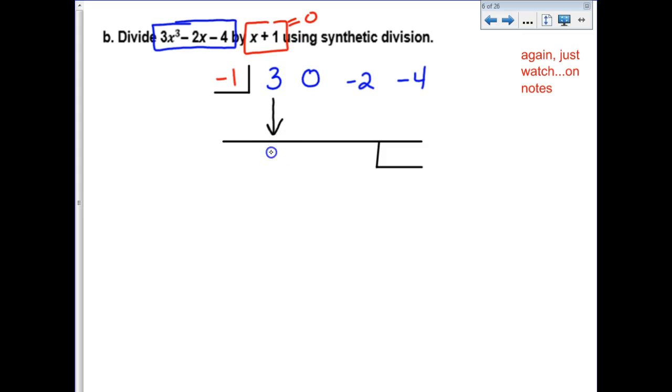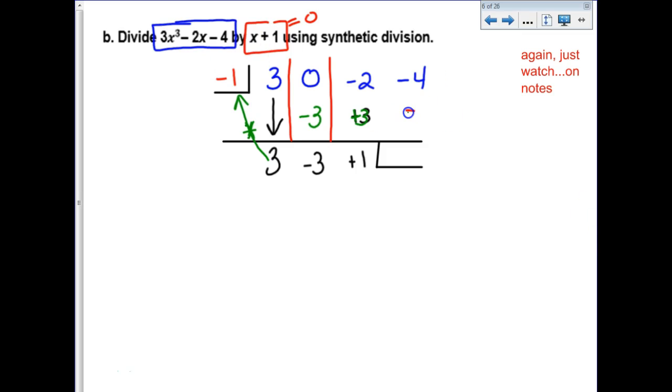So you start by bringing down your first coefficient, and now starts the process of multiply, add, multiply, add. So you multiply these numbers together, and you write the product right here. And then you add up the column. So 0 plus -3 is -3. And then you do it all over again. -3 times -1 is +3. And then you add those up. And you get +1. And then +1 times -1 is -1.